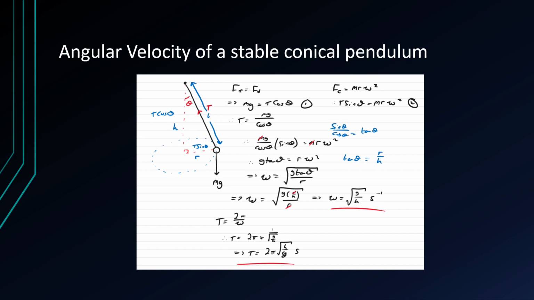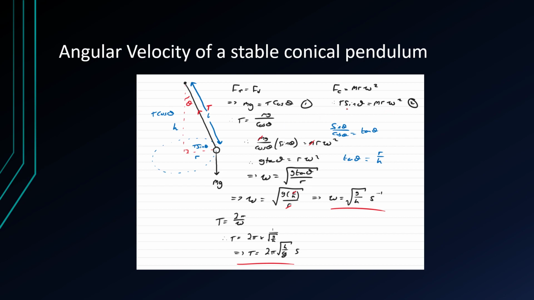So here we have a diagram of a conical pendulum with a string length L, radius R, and height H. Firstly, the forces up equal the forces down. The forces up are T cos theta and the forces down are mg. Rearranging to get the tension, we get T equals mg over cos theta. Now we also know that centripetal force is m r omega squared. So we have T sine theta equals m r omega squared.